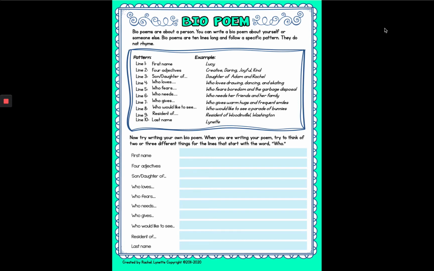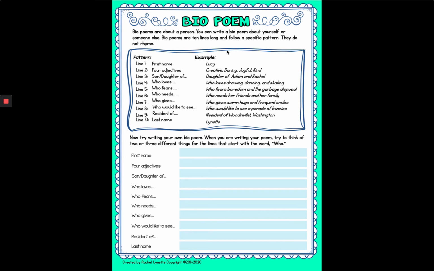So think of the word biography. It's about a person. You can write a bio poem about yourself or about somebody else. Bio poems are always 10 lines long, no shorter, no longer, and they follow a pattern based on what line you're writing on. They don't have to rhyme, so you're safe from any rhyming words today. But they do have to follow this specific pattern, and I'm going to go through that for you.